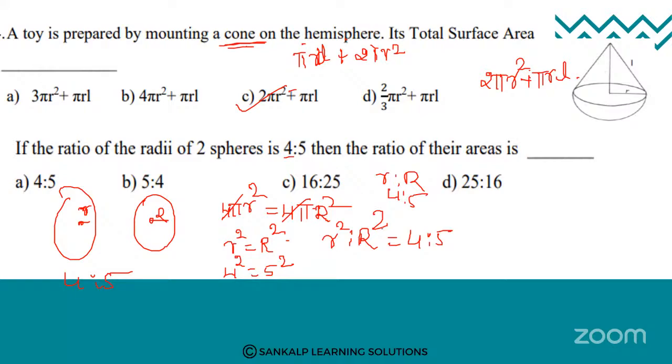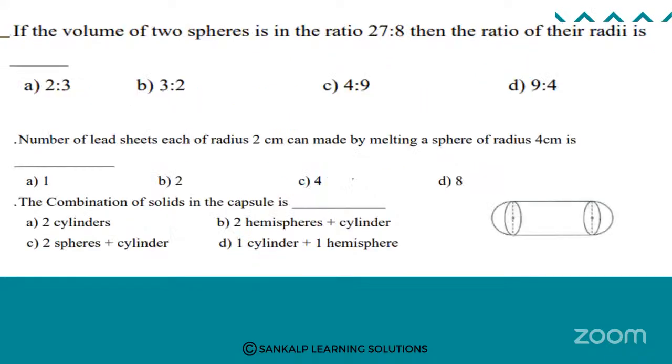But here r square is there. That means 4 square, 5 square. So 4 square is 16 and 5 square is 25. That means option C is right. 16 is to 25. Option C is right. Next one.